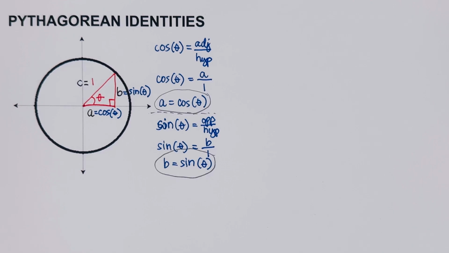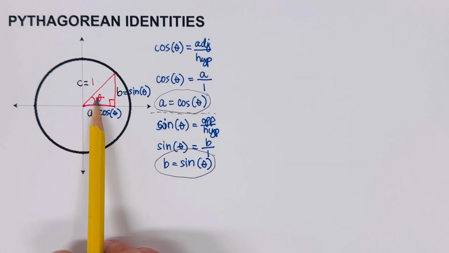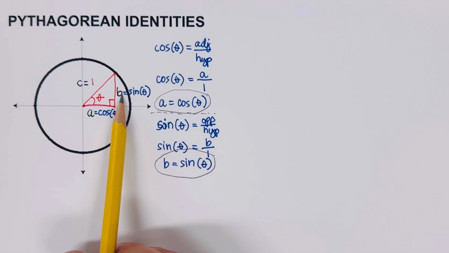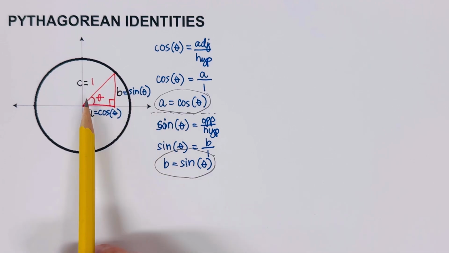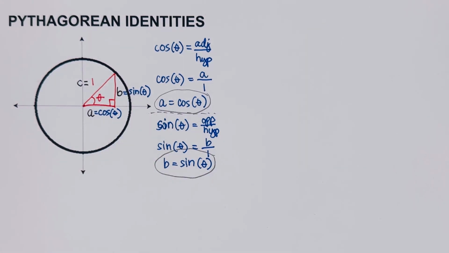So looking at the triangle right here for this angle theta, its x component is cosine of theta, its y component is sine of theta, and its hypotenuse is 1. We can go ahead and set up the Pythagorean theorem for this, which is a squared plus b squared equals c squared.